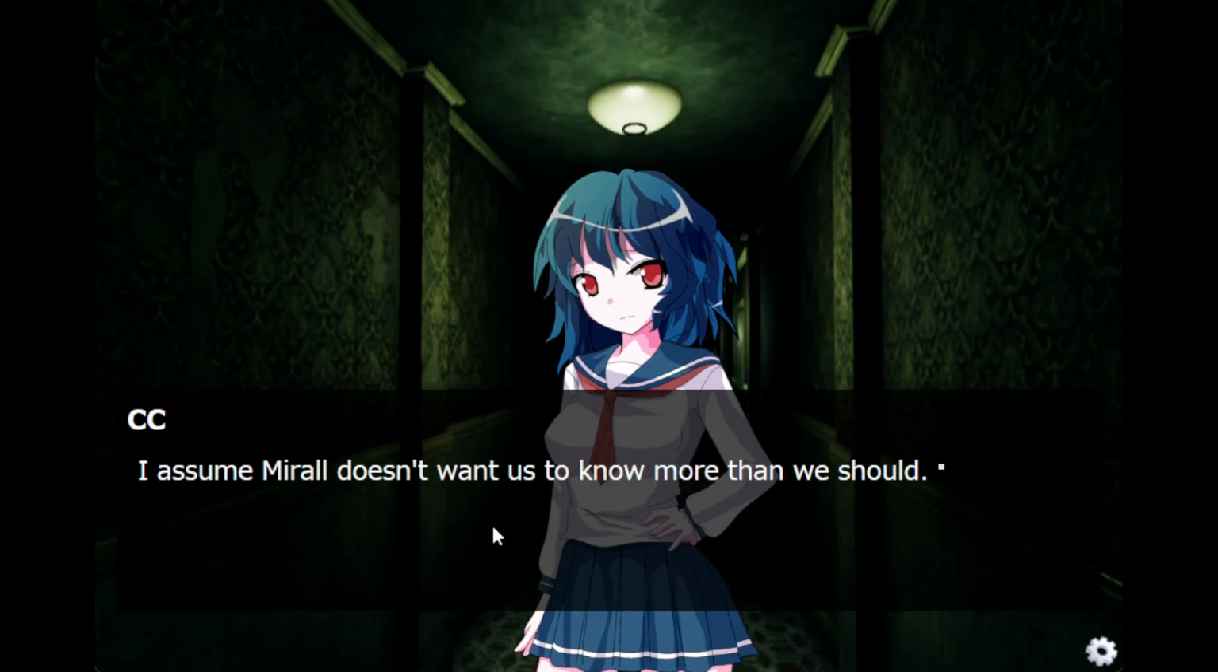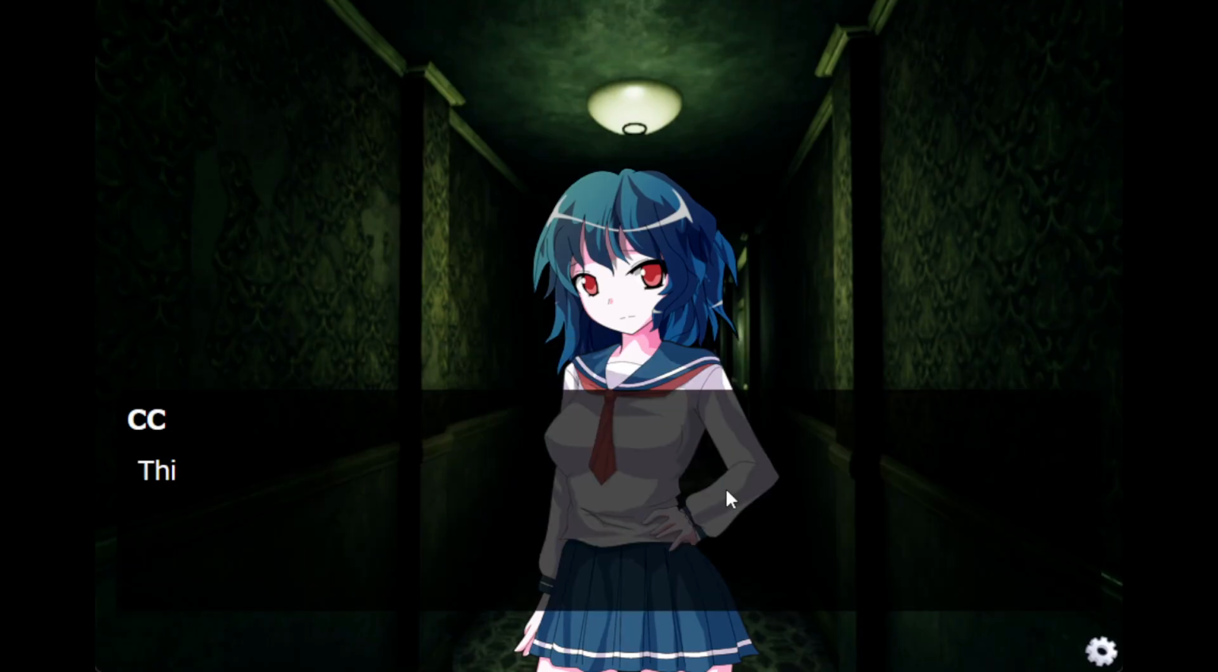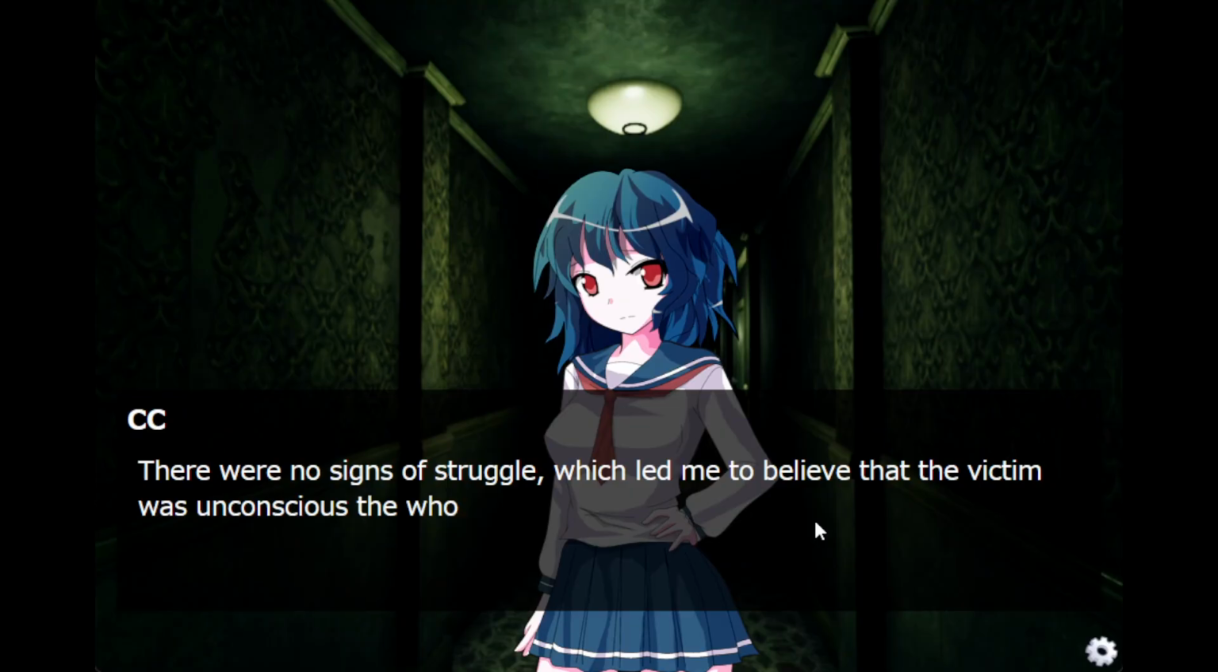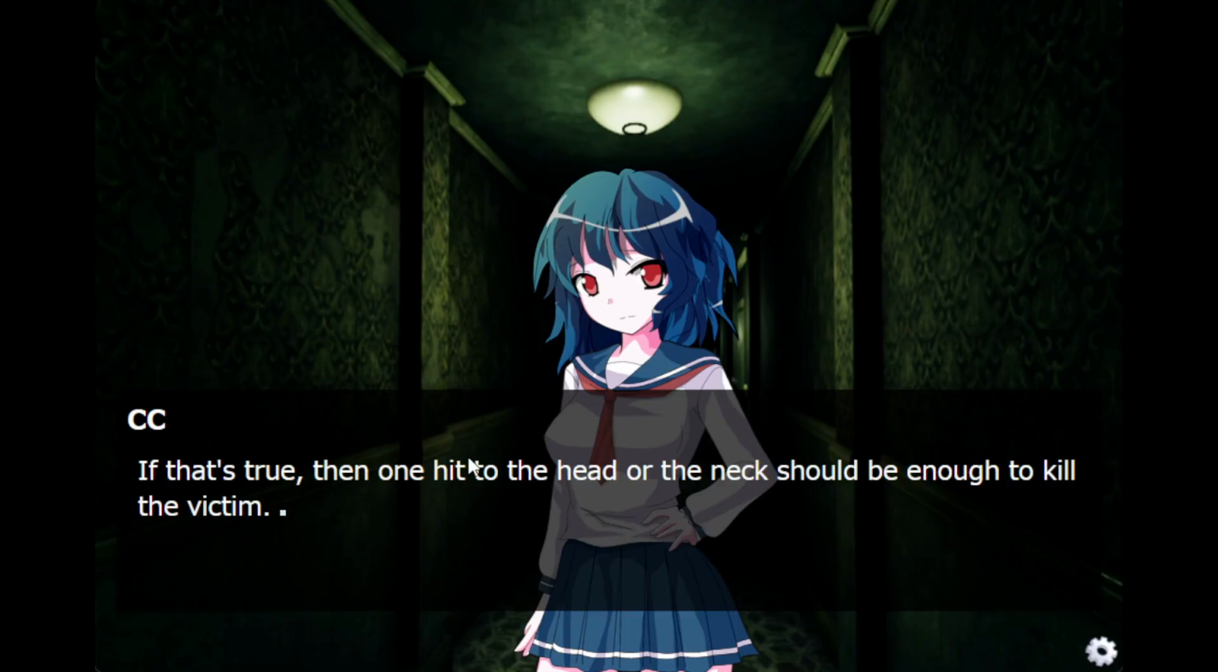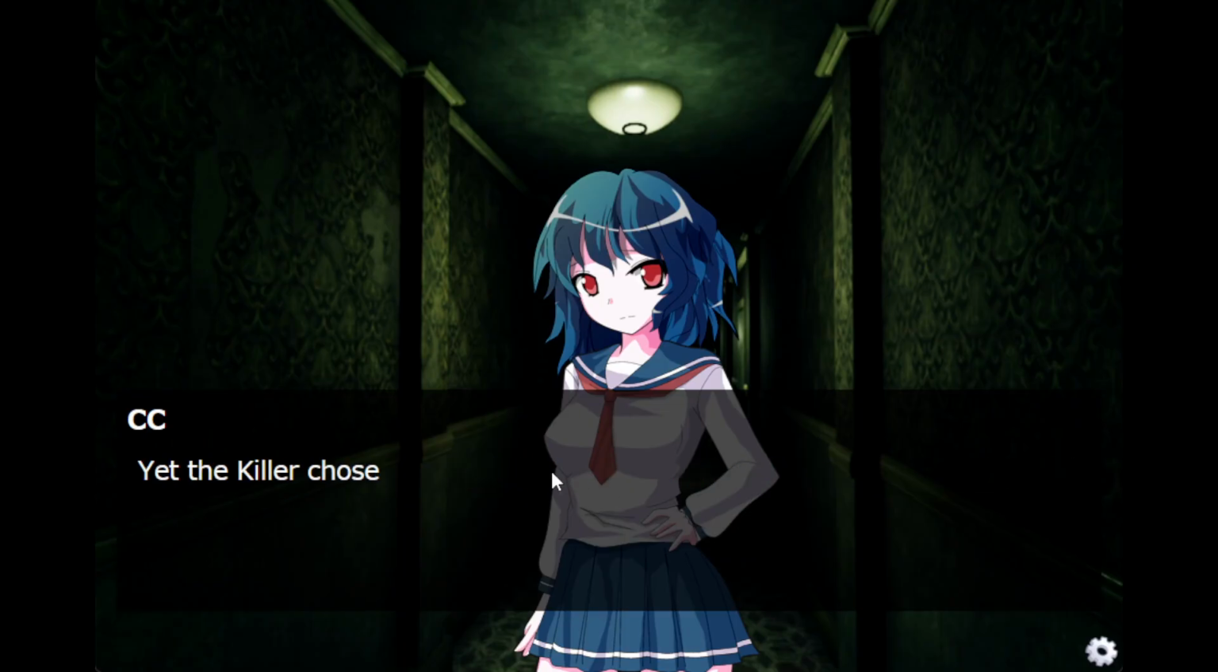I assume Miral doesn't want us to know more than we should, so the number of inflicted wounds concerns me. What do you mean? Think about it, Pachi. There were no signs of struggle, which led me to believe that the victim was unconscious the whole time. If that's true, then one hit to the head or the neck should be enough to kill the victim. Yet the killer chose to repeatedly strike the victim 18 times in total. No matter how you think about it, this is very excessive. Why would the killer do that? What do you think, Pachi?